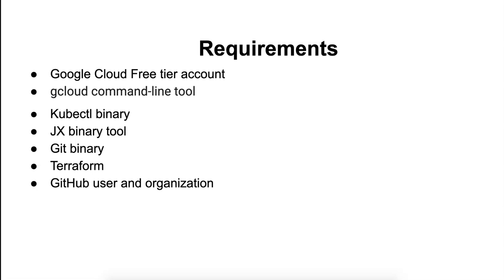kubectl binary version 1.22 or higher, JX binary version 3.2.x or higher, Git client version 2.20 or higher, Terraform binary version 0.13.0. Keep in mind that the version requirements might change in the future, so please refer to Jenkins X documentation to validate the latest requirements. You will also need a GitHub user account and a GitHub org. Make sure you are meeting all the requirements before proceeding to the next steps.